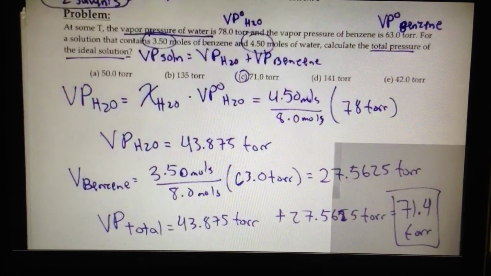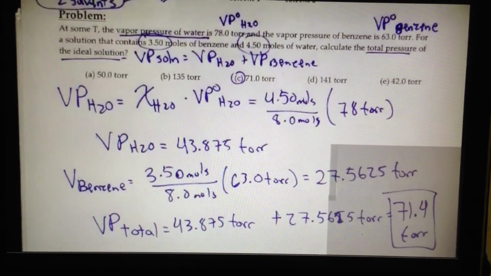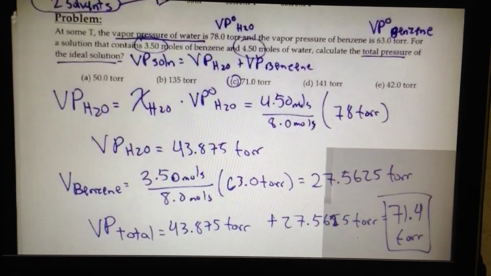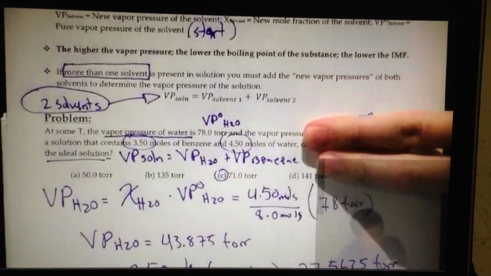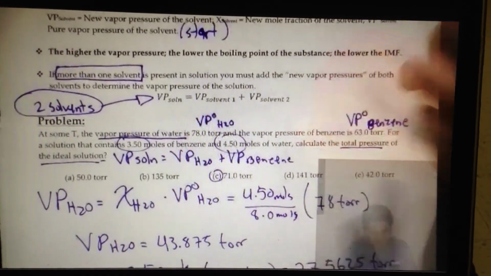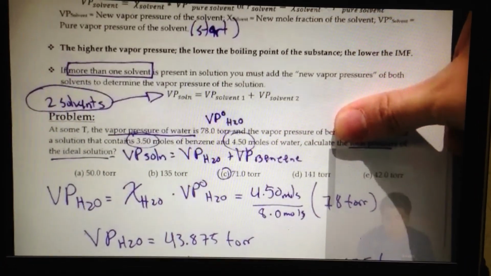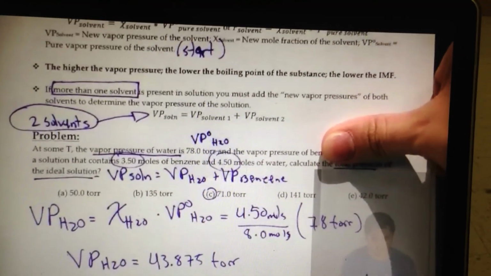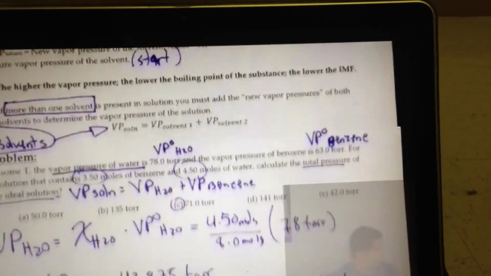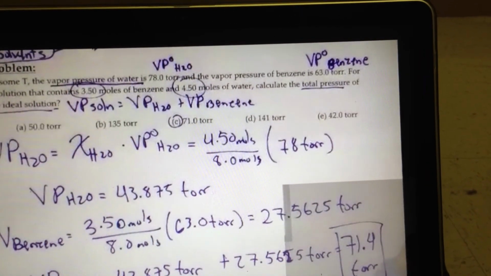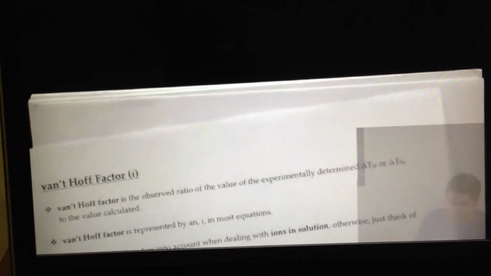C. Okay? Now you only add them, right? You only add them because you had two solvents. If they only gave you the vapor pressure of water, they took out the benzene part. So what's the answer then if you took out the benzene? It would just be 43. Does everybody agree with that? That's how you know one or two solutions. Okay. Any questions on that?